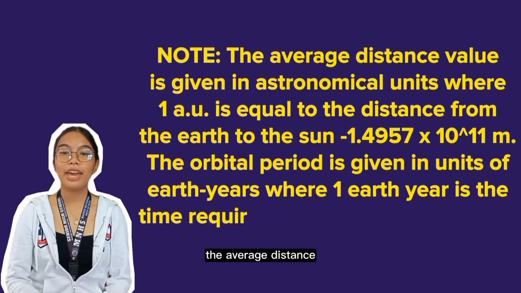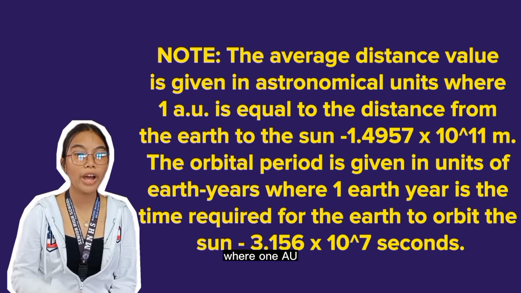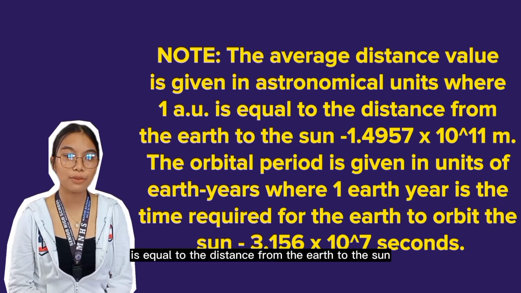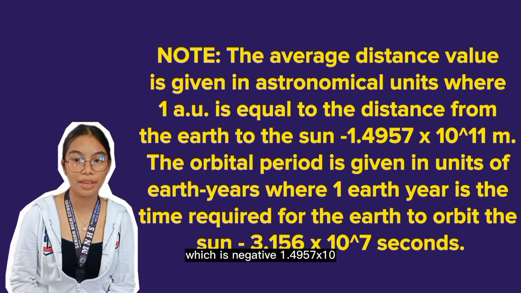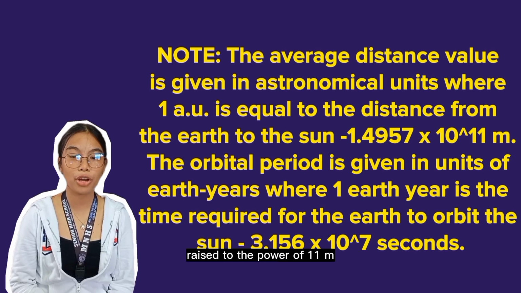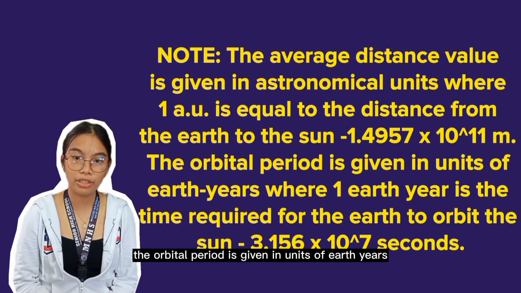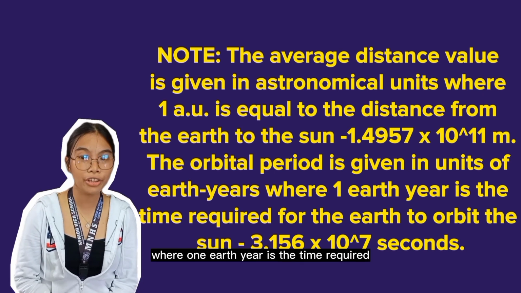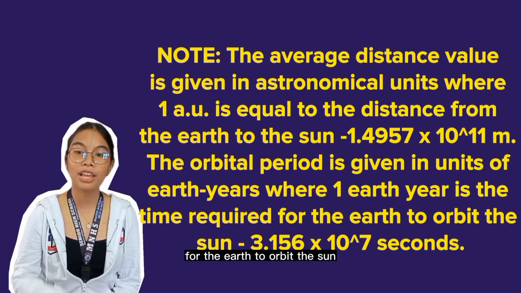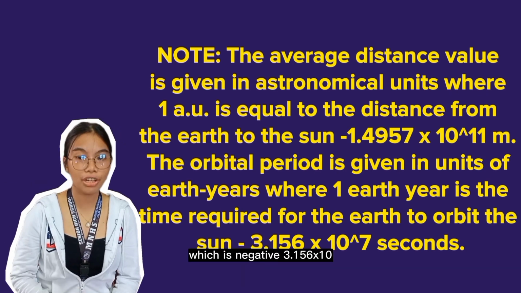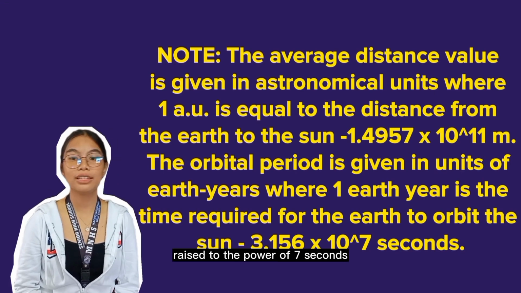A side note: the average distance value is given in astronomical units, where 1 AU is equal to the distance from the Earth to the Sun, which is 1.4957 times 10 raised to the power of 11 m. The orbital period is given in units of Earth years, where 1 Earth year is the time required for the Earth to orbit the Sun, which is 3.156 times 10 raised to the power of 7 seconds.